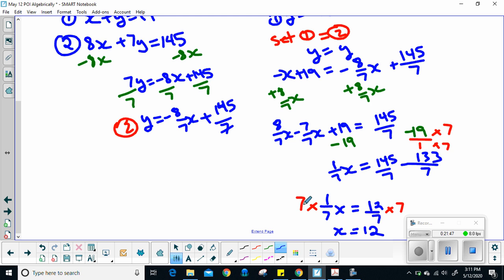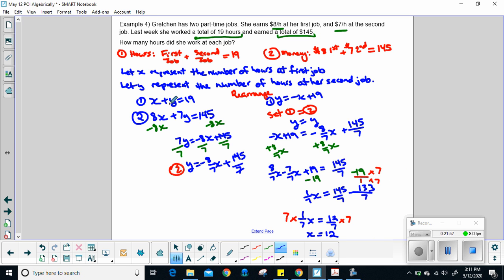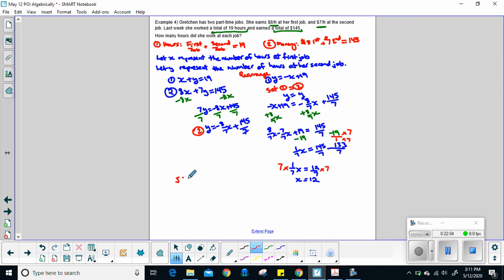Okay, now let's sub that back into one of our equations. I'm going to pick the easier equation because that's just way easier. So what do I mean by easier equation? Well, we've got this big complicated one, or we got the nice simple equation one. So let's do that. So we're going to sub x equals 12 into equation 1. So equation 1, let's remember, is y equals negative x plus 19.